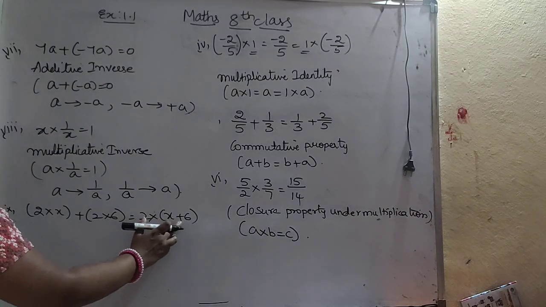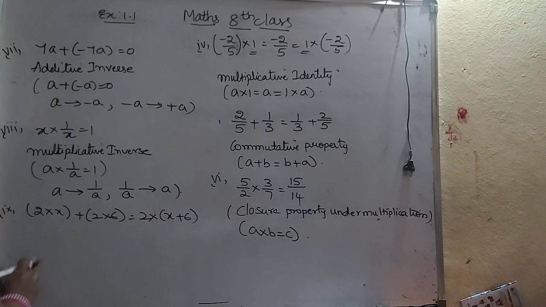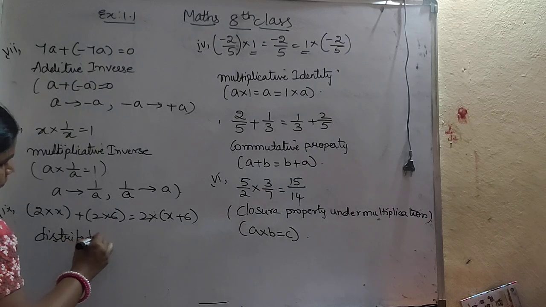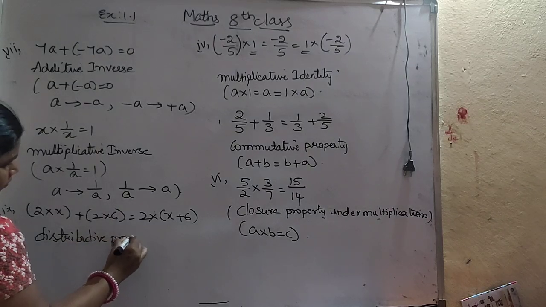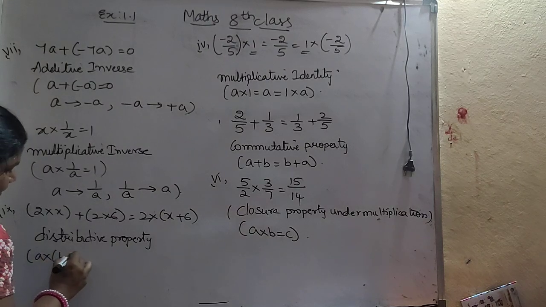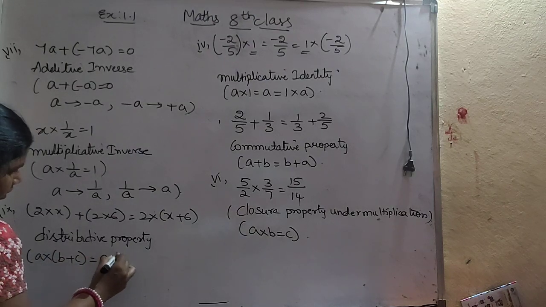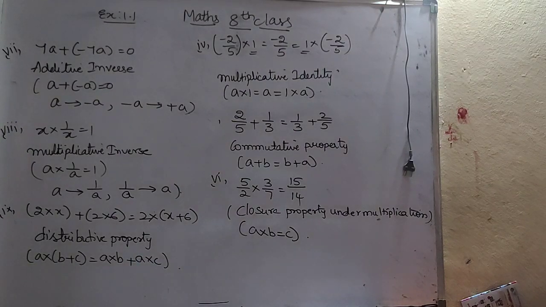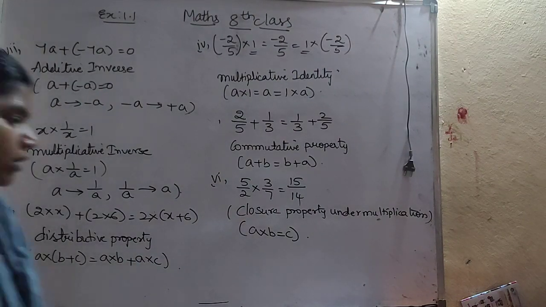A into b plus c will be equal to a into b plus a into c. Sorry, a into b plus a into c. So which property is that? Distributive property. What is the general form? A into b plus c is equal to a into b plus a into c. So this is our general form. So this is our first bit. So next one.